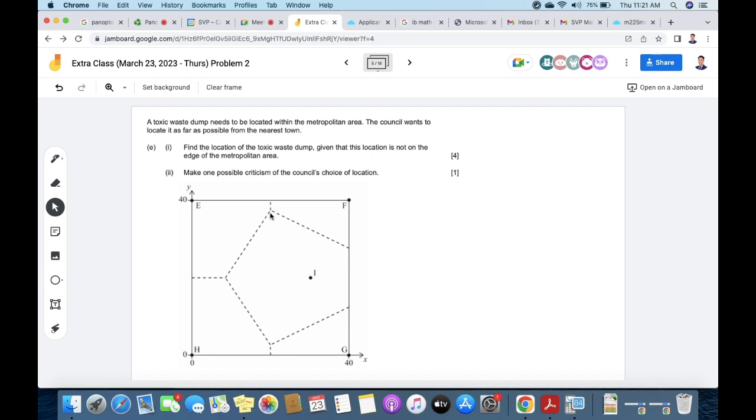So if you remember, the distance formula, let's use the capital letter D, for example. Distance D is equal to the square root of x sub 2 minus x sub 1 squared plus y sub 2 minus y sub 1 squared. So can you try to explore which vertex would be the farthest from all the points within that particular region? I'll give you 5 minutes to explore it by yourself and try to determine the best possible location of the toxic dump. Begin.